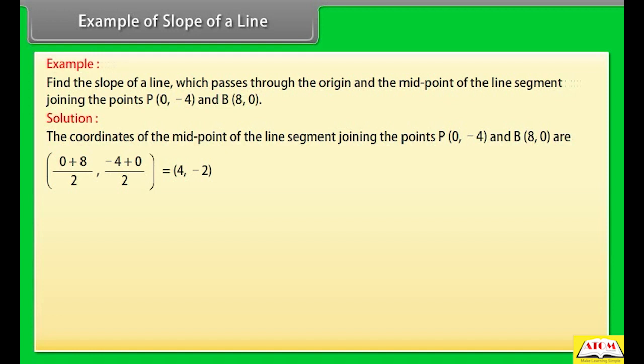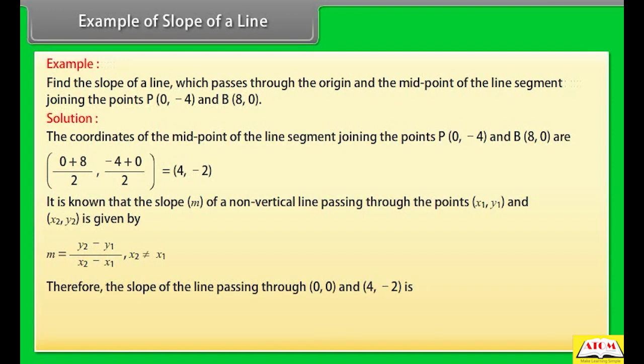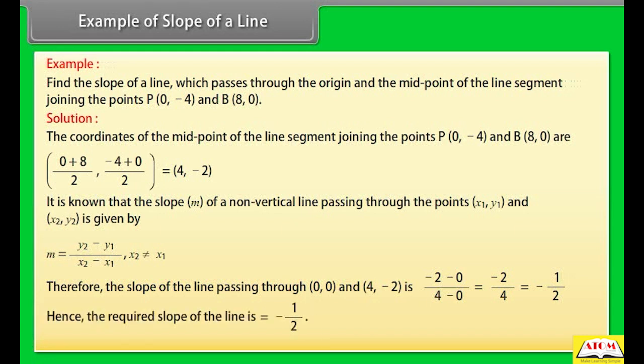(4, -2). It is known that the slope, that is m, of a non-vertical line passing through the points (x1, y1) and (x2, y2) is given by m is equal to (y2 minus y1) by (x2 minus x1), x2 is not equal to x1. Therefore, the slope of the line passing through (0, 0) and (4, -2) is (-2 minus 0) by (4 minus 0), which is equal to -2 by 4, which is equal to -1 by 2. Hence, the required slope of the line is -1 by 2.